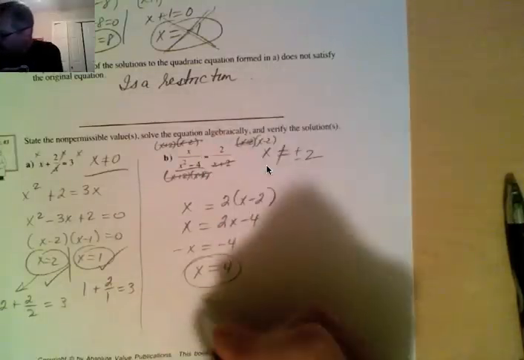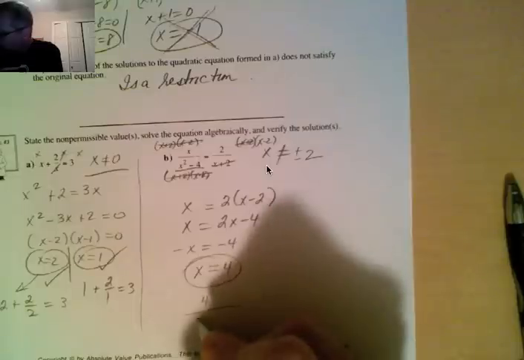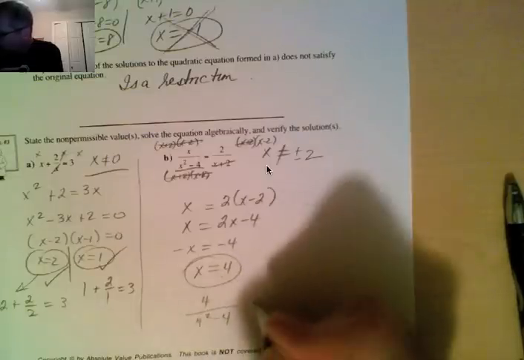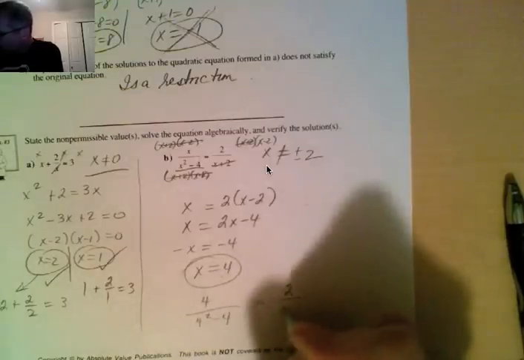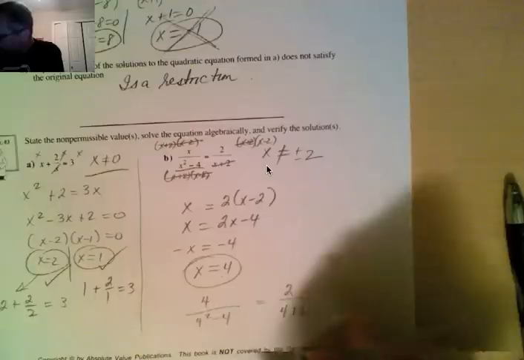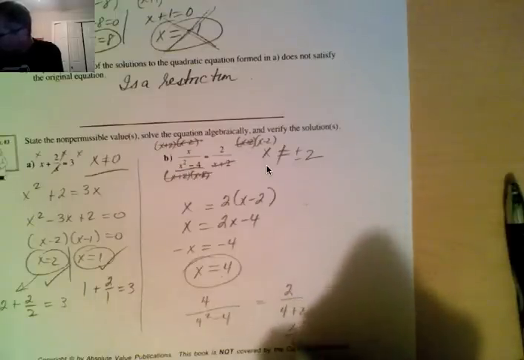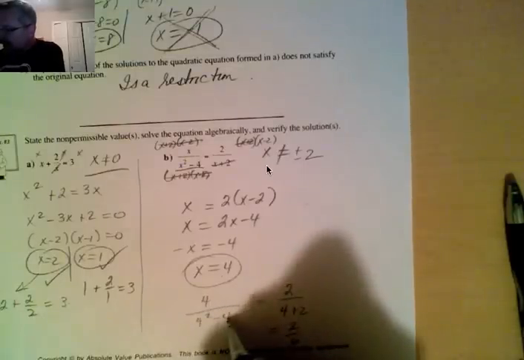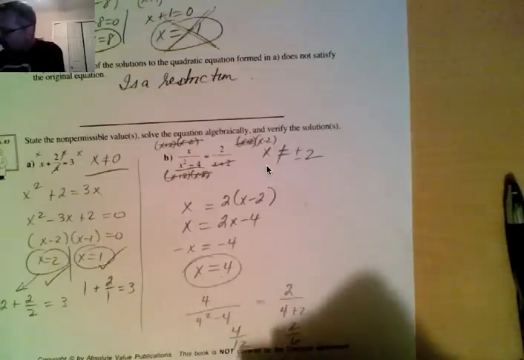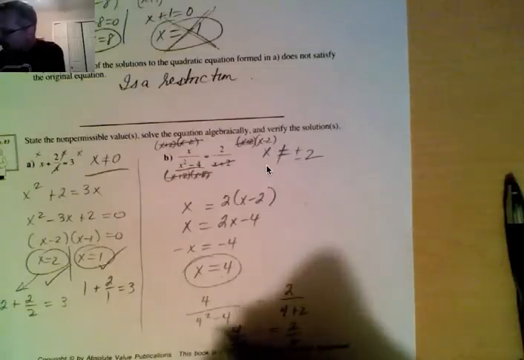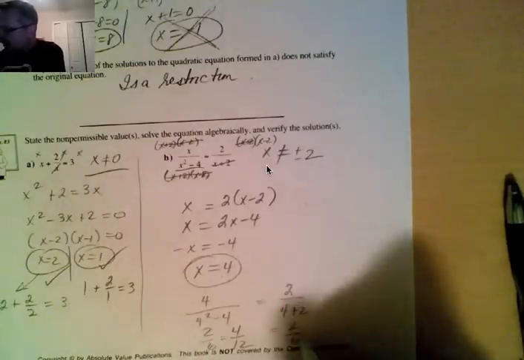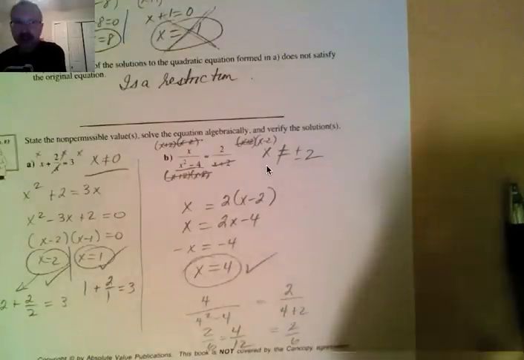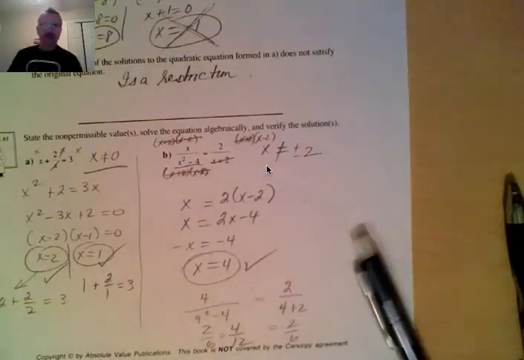So we get 4 over 4 squared minus 4 equals 2 over 4 plus 2. Well, this is going to give us 2/6 on the right side. This is going to give us 16 minus 4, which is 12, which is 4/12. Well, if I divide each of these by 2, it does give me 2/6. So the left side does equal the right side, and this does check out. And there we have it.